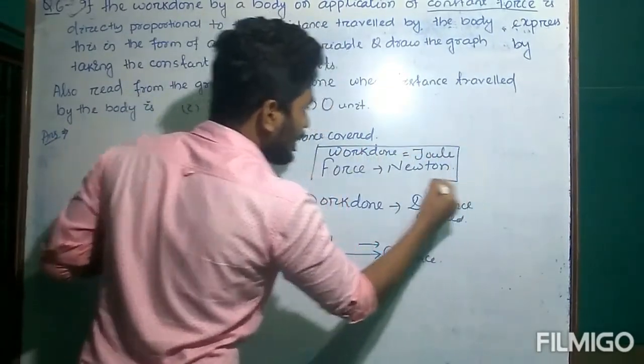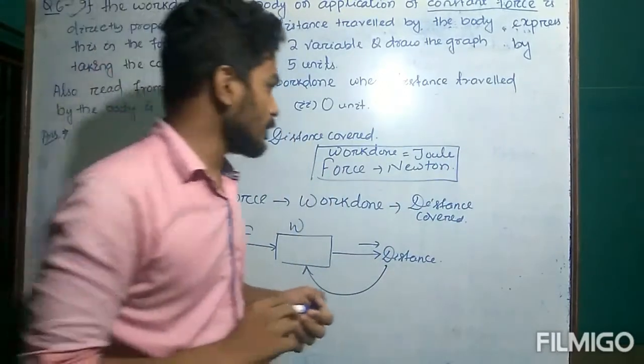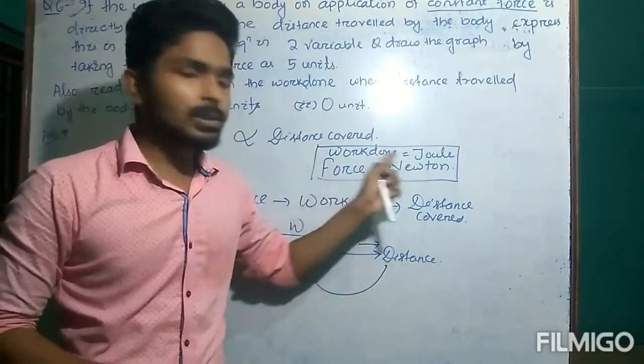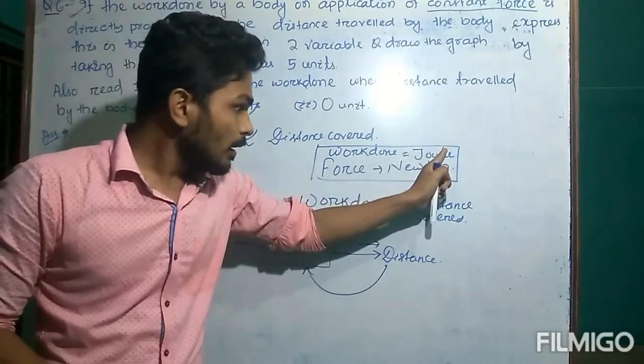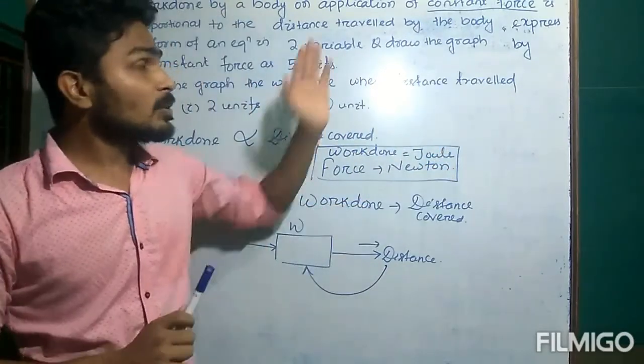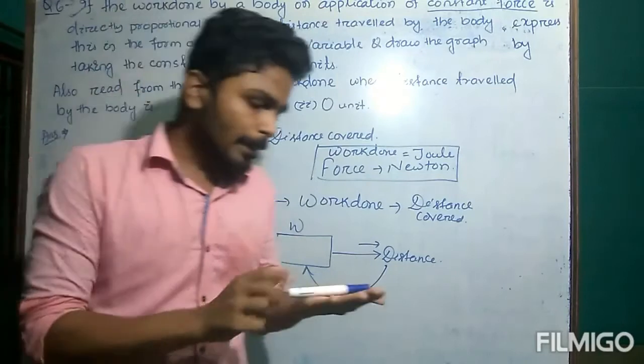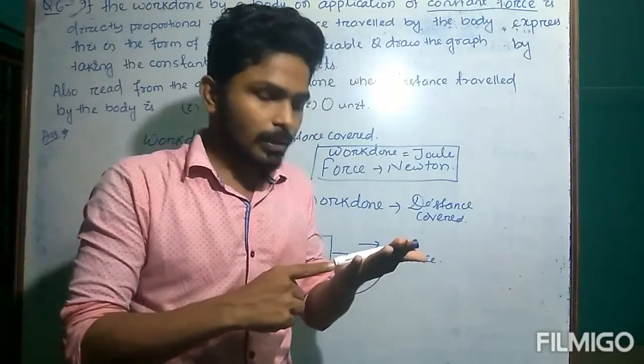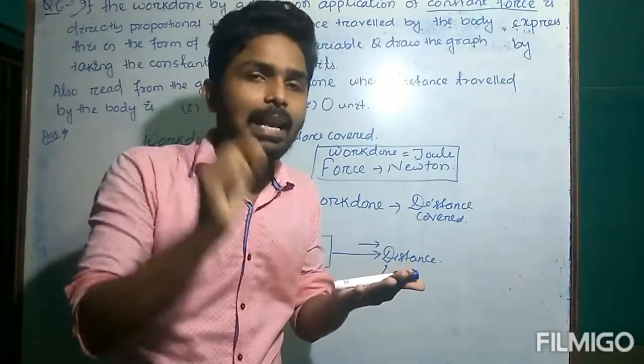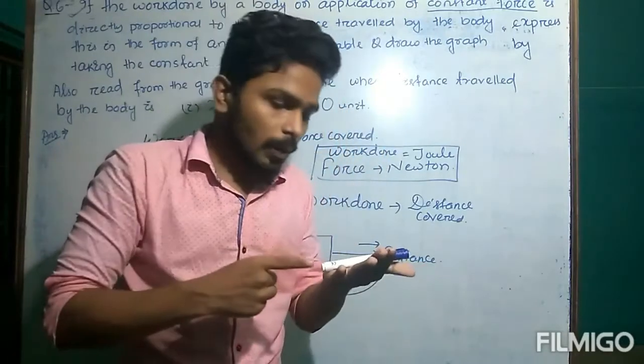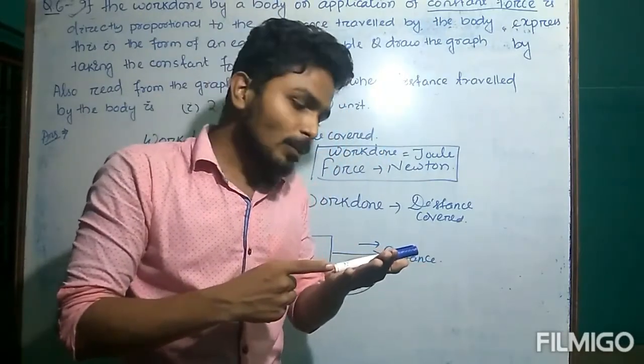You will study it in your science subject. Okay, so the unit of force is Newton and the unit of work done is what? Joule. According to the question, whenever you apply a constant force, suppose you apply 9 Newton of force on the body, then what will happen?